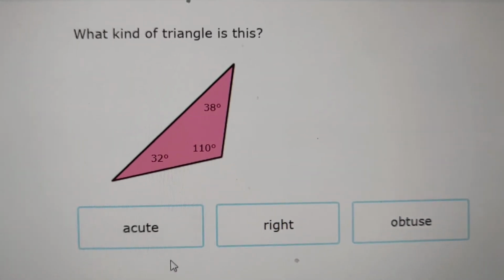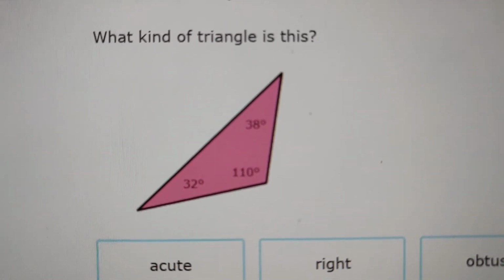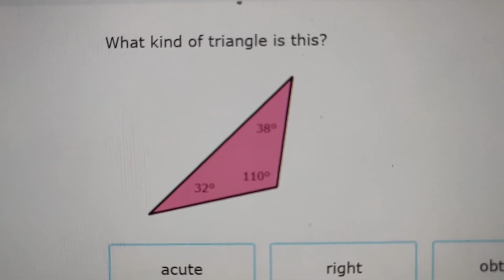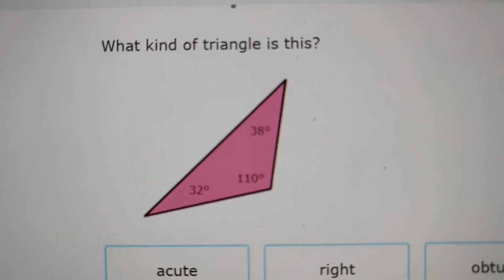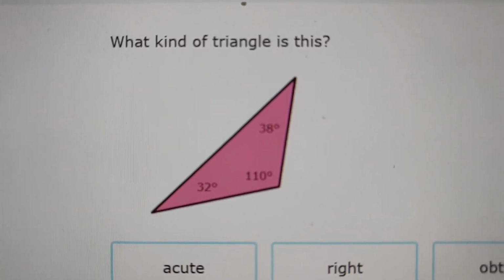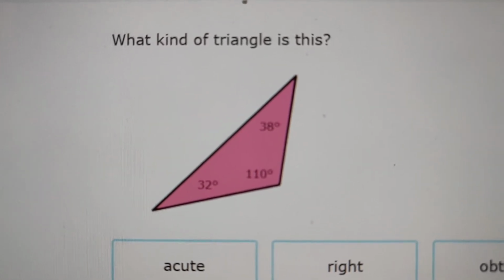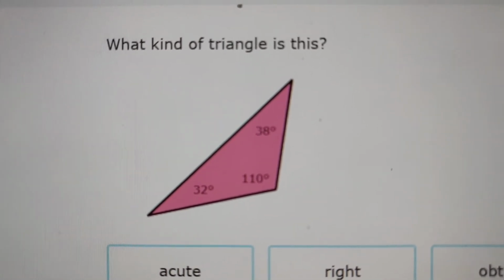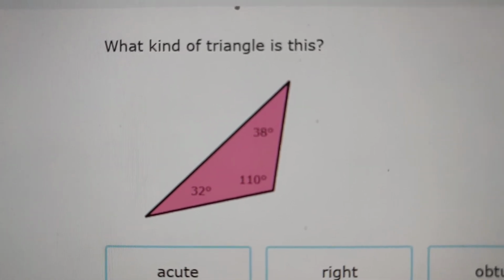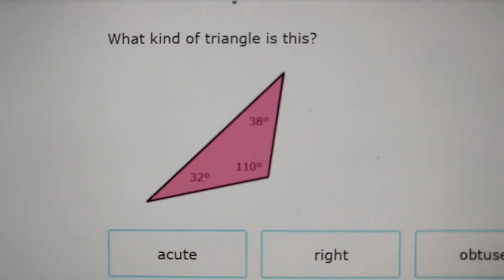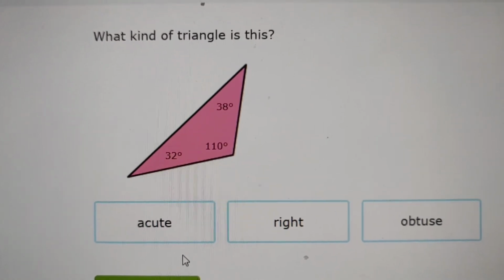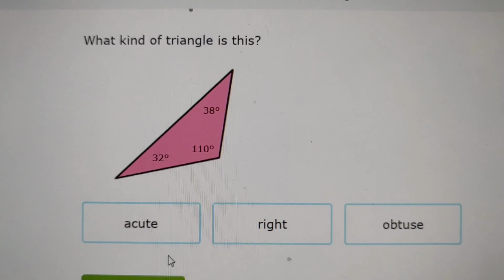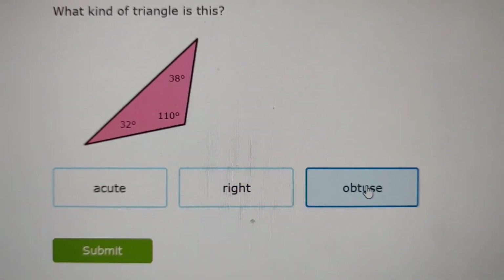So now let's look at this triangle. I noticed that 38 degrees is less than 90 degrees, that's acute. Another angle is 32 degrees, that's less than 90 degrees, and that's acute. But one of the angles is 110 degrees, which is greater than 90 degrees, and so that angle is obtuse. And a triangle where we have one obtuse angle is what type of triangle? That's right, it's an obtuse triangle.